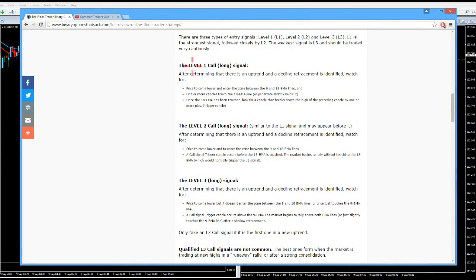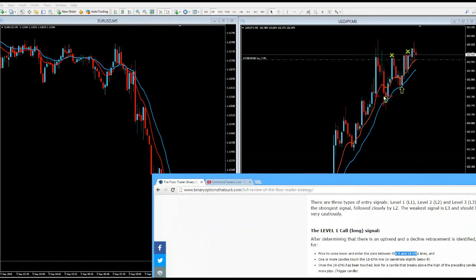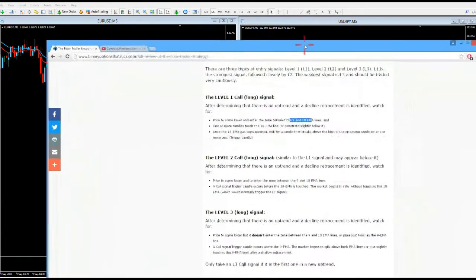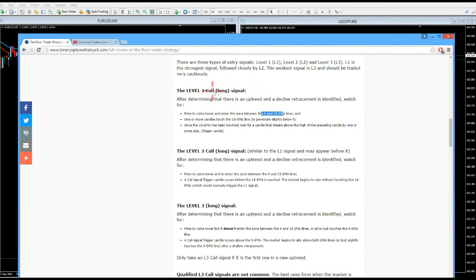There are three types of signals for both call and put options. I will show you a few: level 1, level 2, and level 3. As you can see, level 1 is when price comes lower and enters the zone in between the 9 and 18 EMA, as you can see here, in between the 9 and 18. So that's my first trade here. This is pretty much a strong signal.